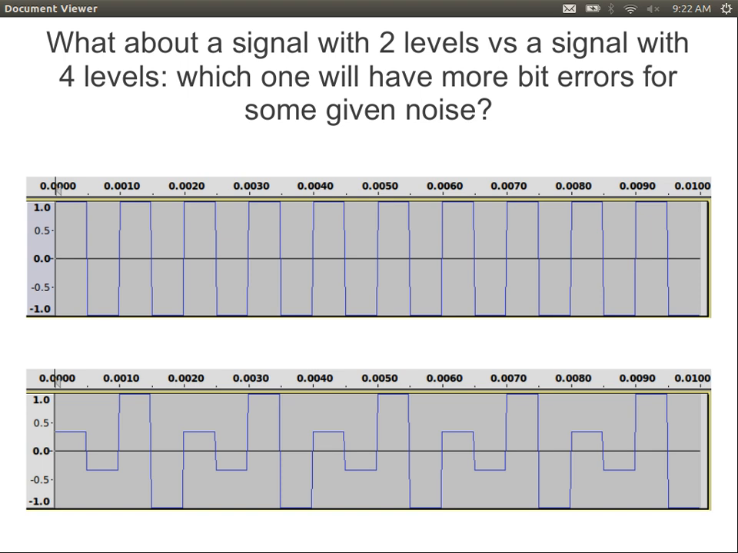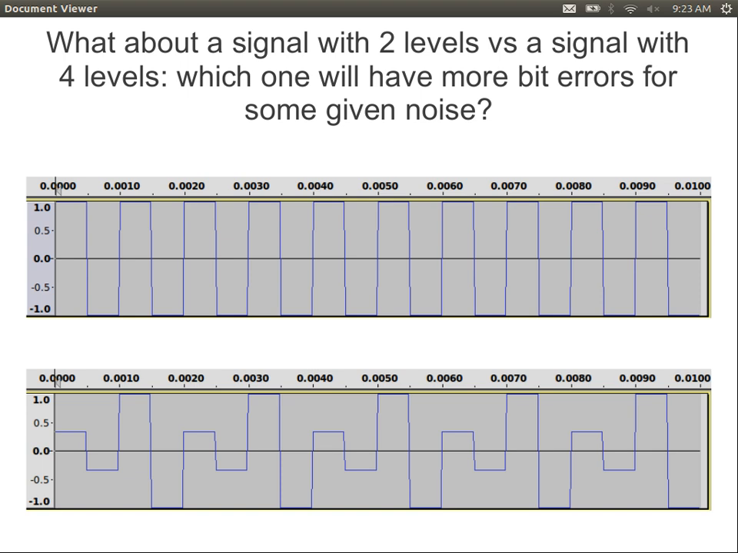0.7, which one is closest? Compare 0.7 to 0.33, it's a difference of 0.37. Compare it to plus 1, it's a difference of 0.3. Now level 1 is closer. So if the receiver receives a signal with a magnitude of 0.7, it compares it to the four possible transmitted values. Whichever one is closer, it assumes was the transmitted signal, and therefore assumes the received bits were 0, 0. We have a bit error. Transmit 0, 1, receive 0, 0. Something's gone wrong.